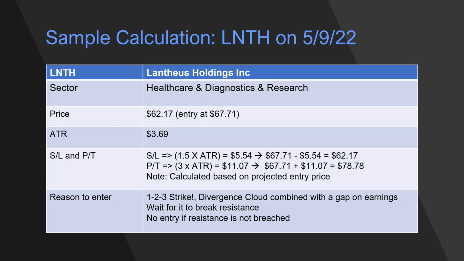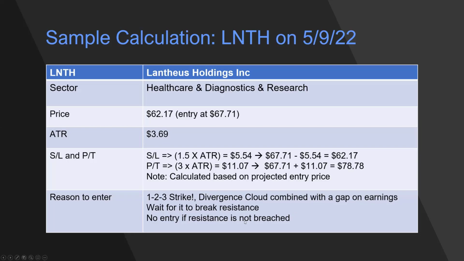This makes no sense. So we take a factor of 1.5, which at this point is $5.54. We subtract this from our entry price. Then this gives us the stop price. And the profit target will be twice the risk. So at that point, if the risk is 1.5 ATR, our profit should be 3 times ATR, which means the 11.07 is added to the entry price. We will exit at least at 78.78 unless the stock is in such a strong move that we just stay in.